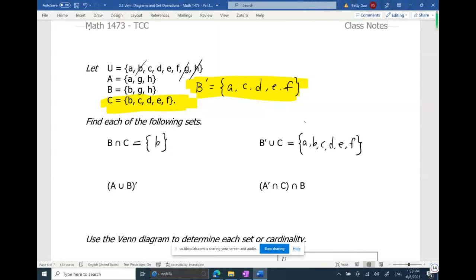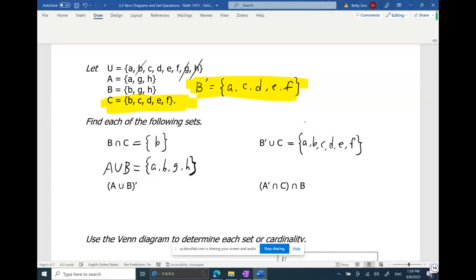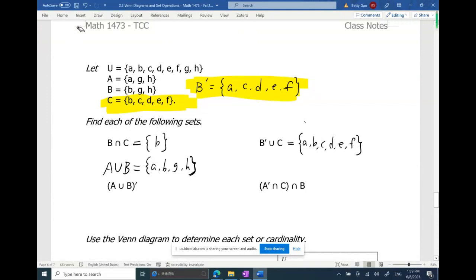Next, we have the complement of A union B. So I would find A union B first, and then process the complement. Let's find A union B first. A has A, G, H, B has B, G, H. So together they have A, B, G, H, right? A, B, G, H. That is A union B.